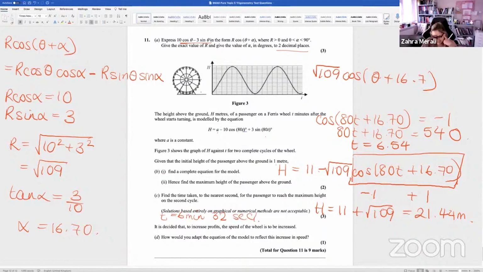Okay, it is decided that to increase the profits, the speed of the wheel is increased. How would you adapt the equation to reflect this increase in speed? Well, the thing that's causing the speed or the number of turns is this 80. So you would adapt it by increasing the 80 in the formula.